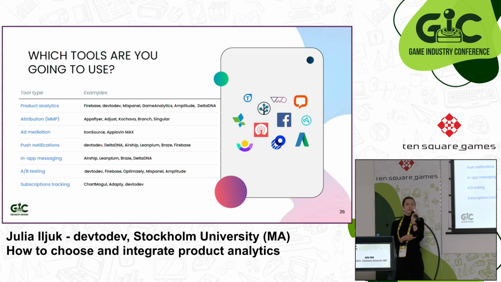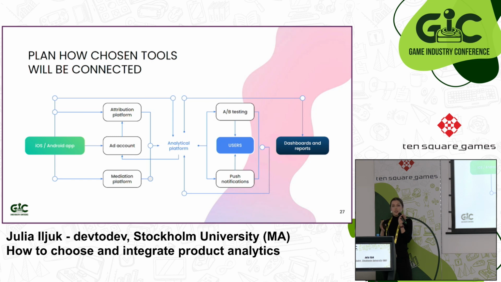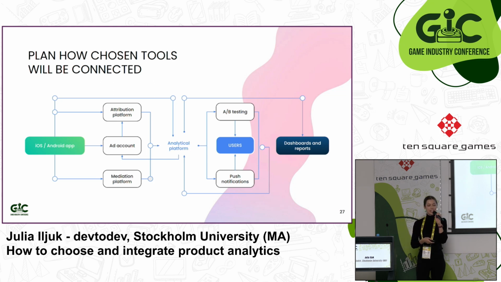It's very useful also, once you've decided on the tools, to take a paper or open your laptop and draw a scheme of how these tools are going to be connected to each other. For example, here we have a very basic scheme. It's an imaginary iOS Android app, and we have their analytics platform integrated. We have their A/B testing tool, push notifications tool, attribution platform, and ad mediation platform. And you can see that they're connected between each other, sometimes even both ways. And this both-way communication between tools is very important. I can illustrate it with just one example.